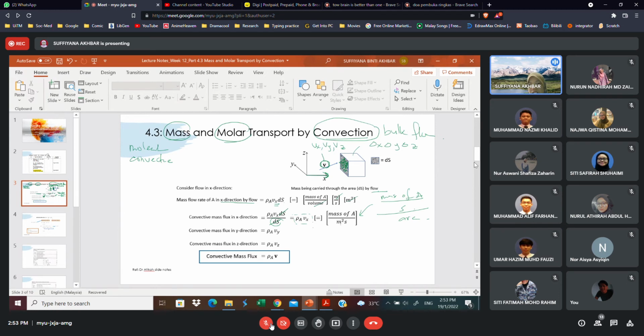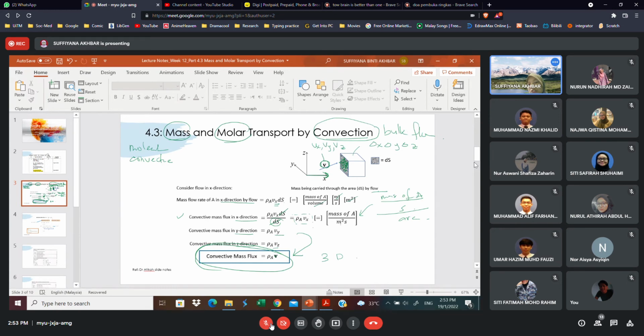So this is in the x direction. What about in the y direction? It is rho A Vy. What about in the z direction? Rho A Vz. So we looked at one dimension. In general, for three dimensions, we write rho A V. This is known as the convective mass flux.